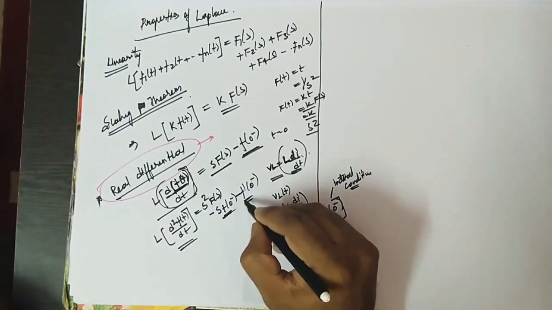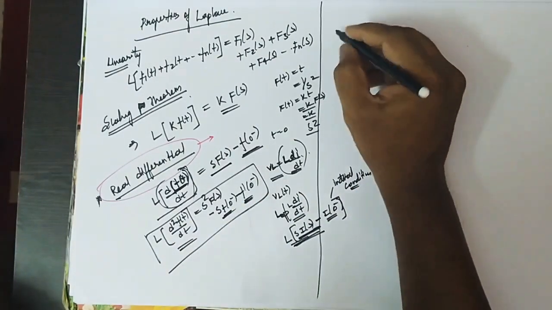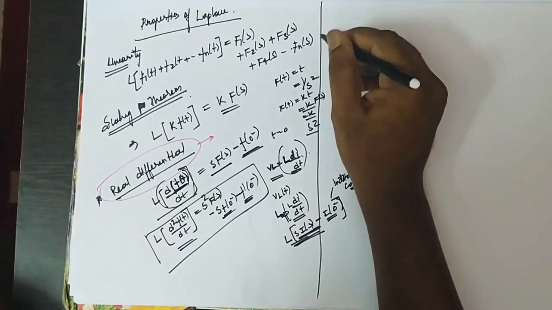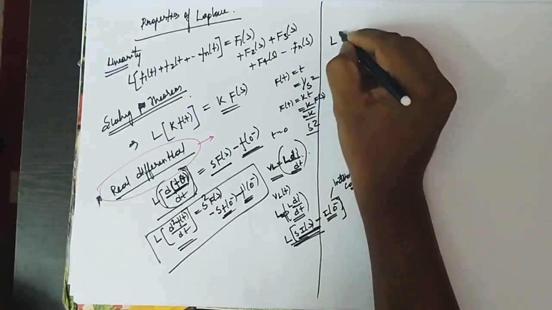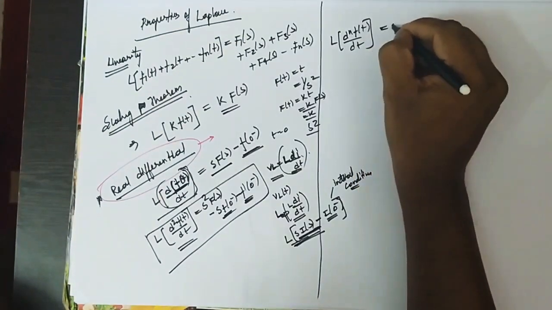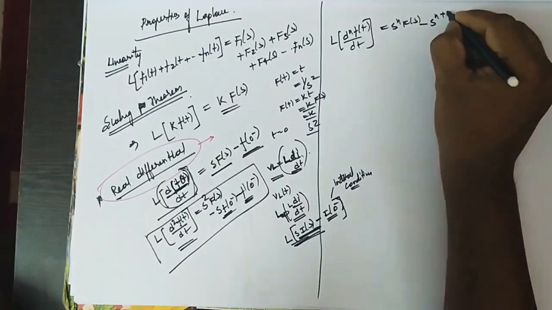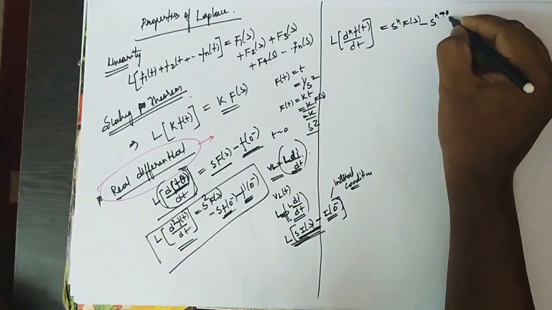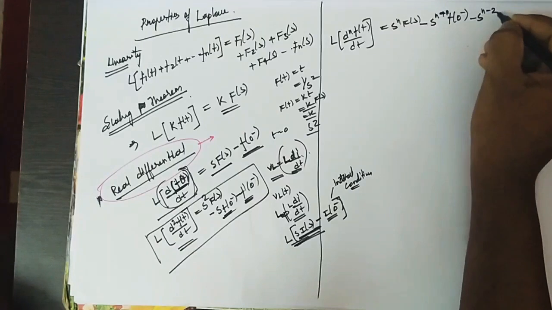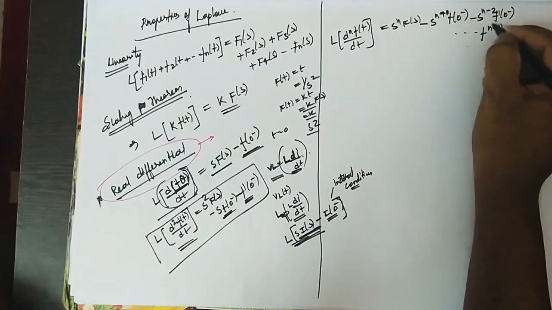So, initial condition f of 0 and differentiation of initial condition. The standard thing you have is, if you have an nth order differential equation, the Laplace of d^n f of t by dt^n you can write as s^n F of s minus s^(n-1) f of 0 minus s^(n-2) f dash of 0, minus and so on, up to f^(n-1) of 0.